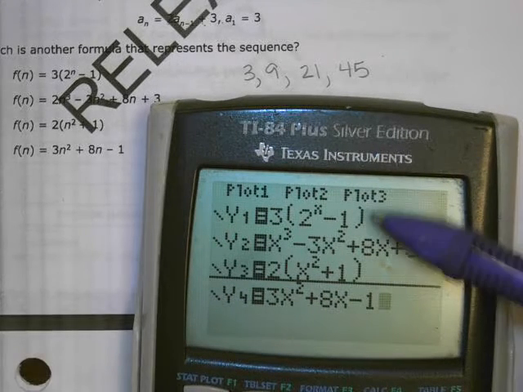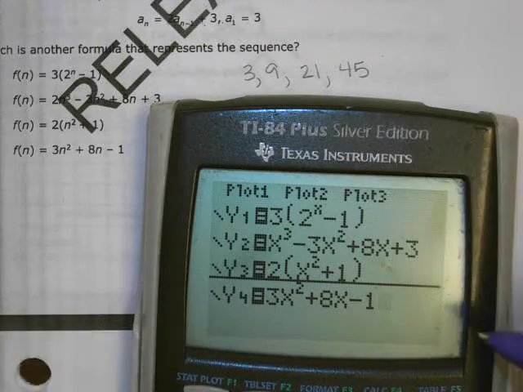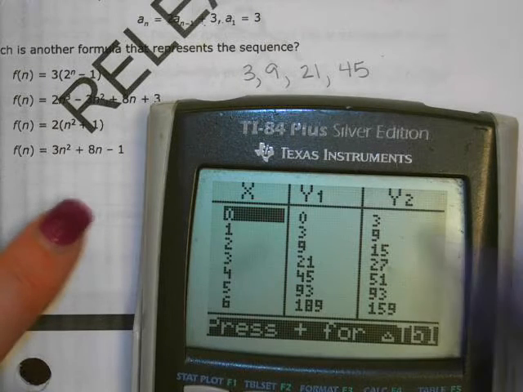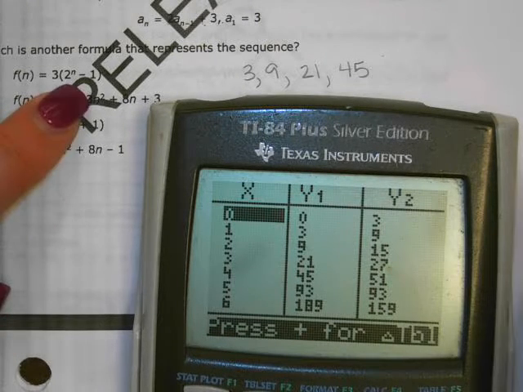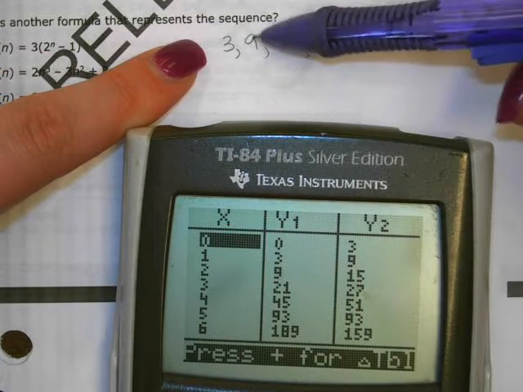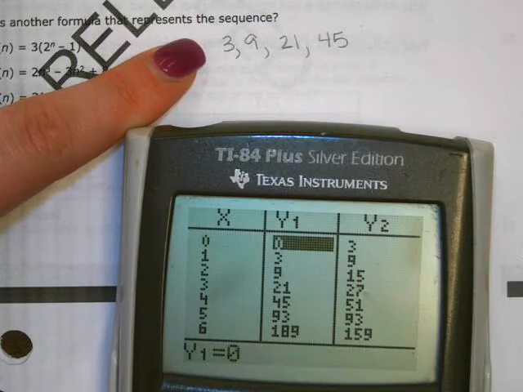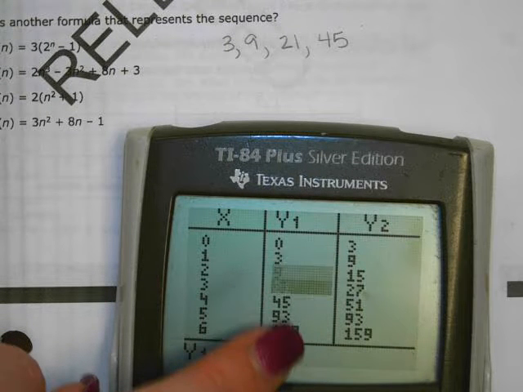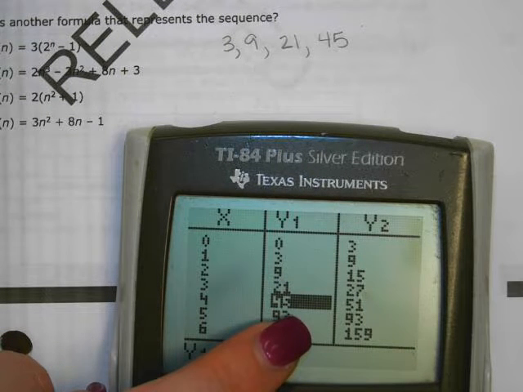Okay, so I'm not going to graph these. I'm going to look at the table. So y1 is A, y2 is B, y3 is C. What I'm looking for is one of these tables to match first term, second term, third term, fourth term. So this is my answer for A. First term, second term, third term, fourth term. So A is a contender.